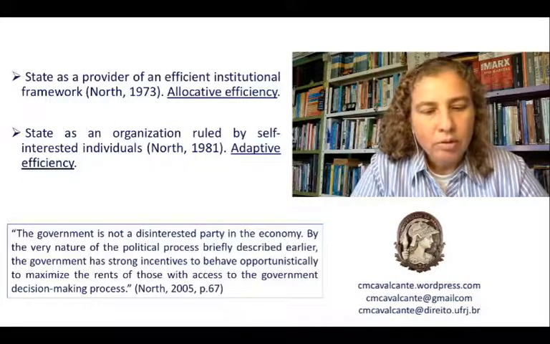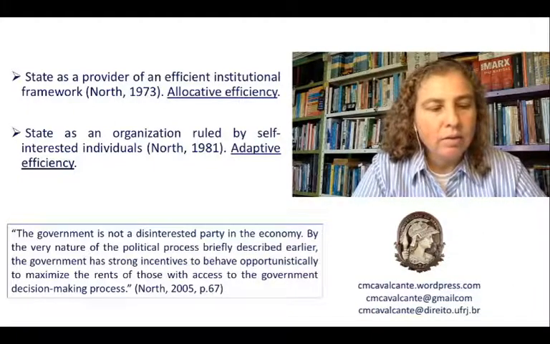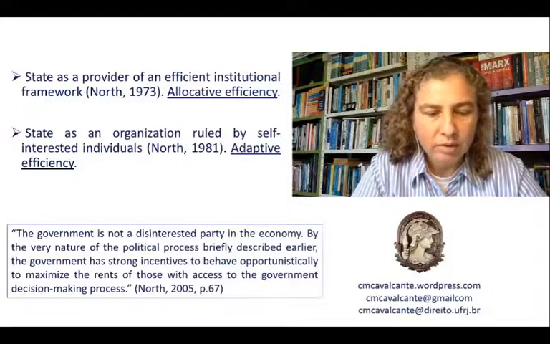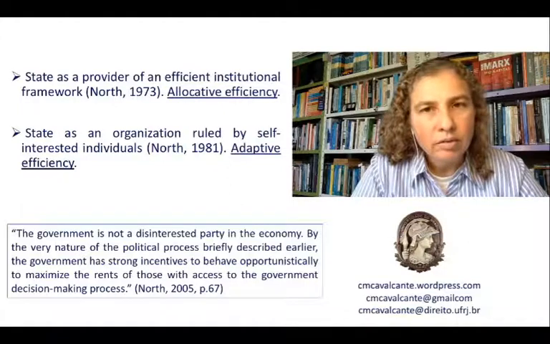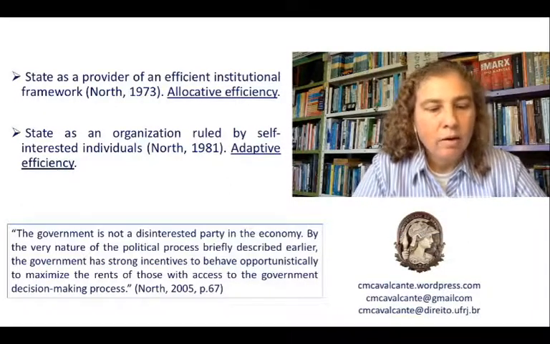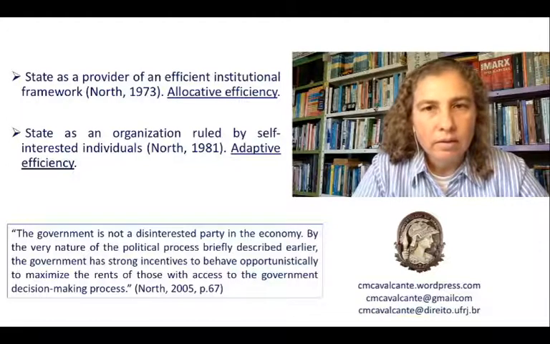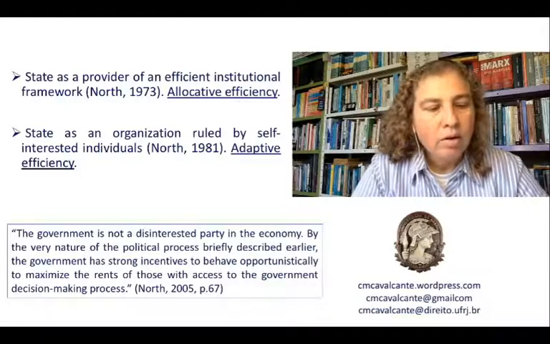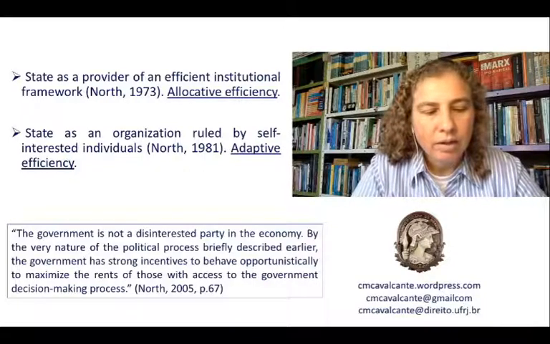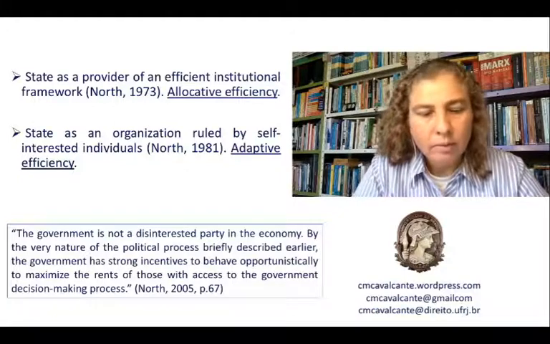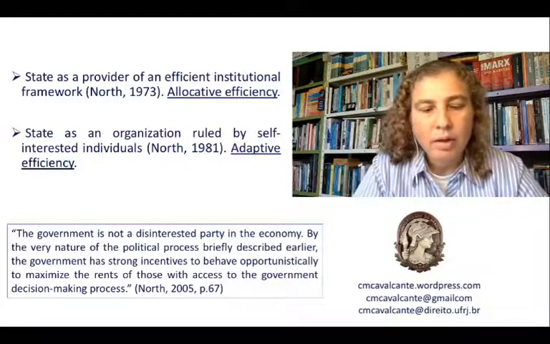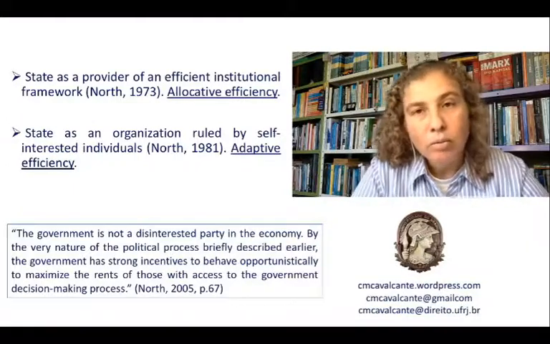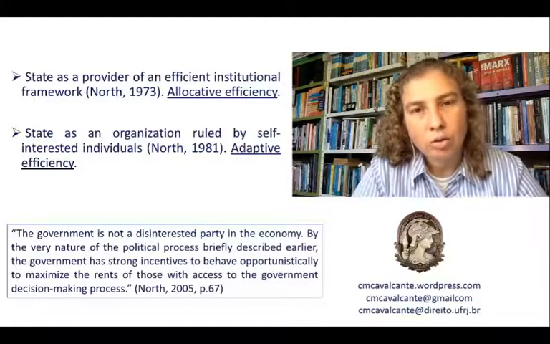In this book, he also defines his conception of the state, understanding the state as an organization ruled by self-interested individuals that may eventually devise inefficient institutions. In his 1990 book and his two last books of the 2000s, North says that the agents that conduct the state are moved by ideologies, they build alliances, and may also devise inefficient institutional frameworks.